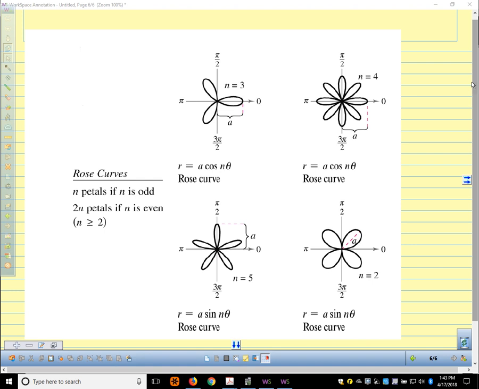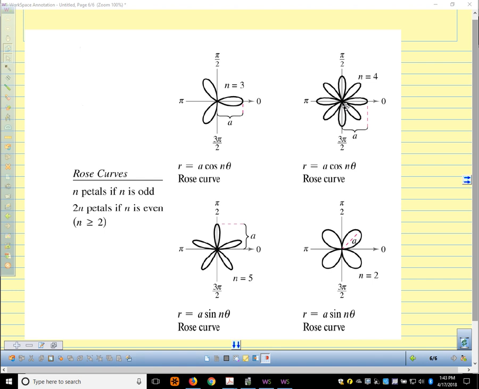When the number we multiply by is even, we get twice as many petals. So here n equals 2, we get 4 petals. Here n equals 4, we get 8 petals. Is it possible to make them so they're not connected, in the center? It is possible. The equations are more complicated.